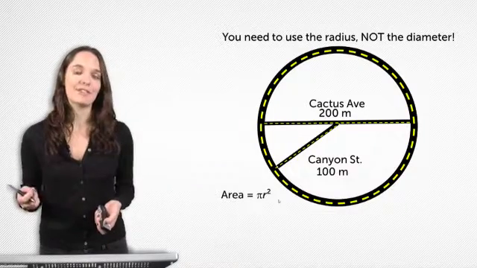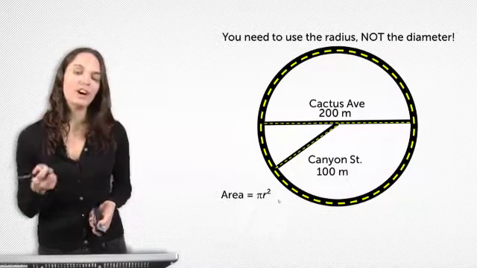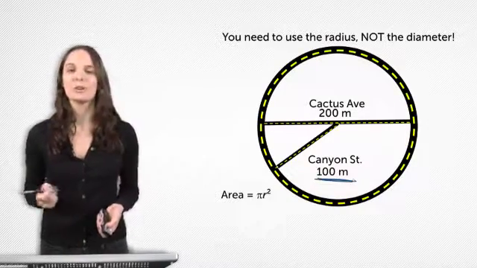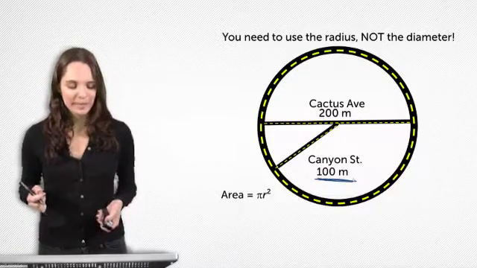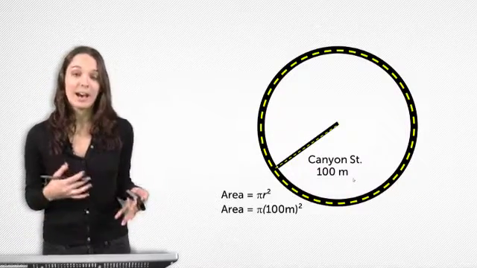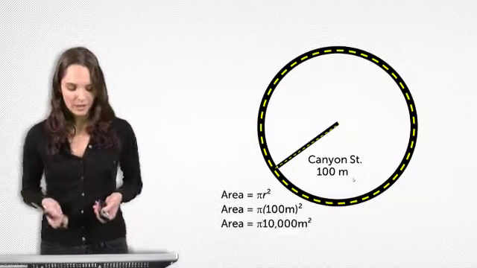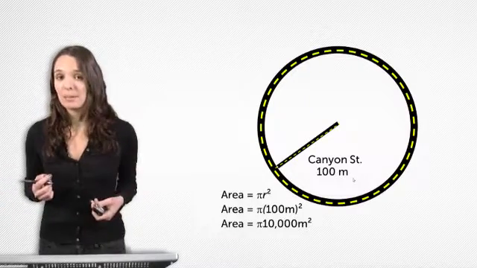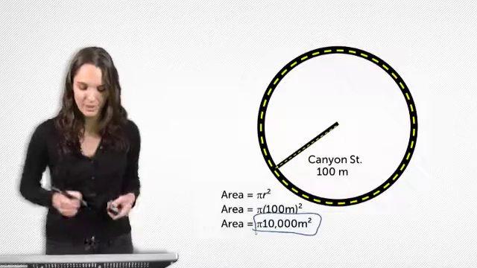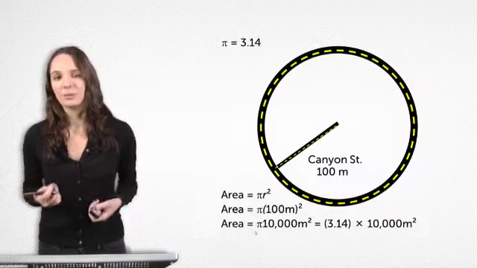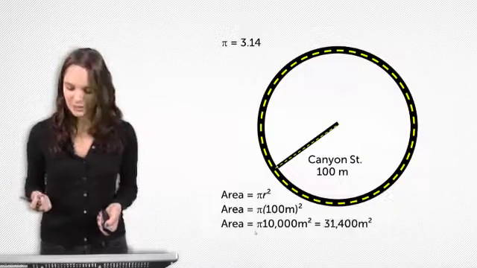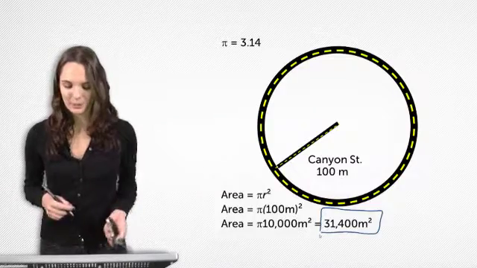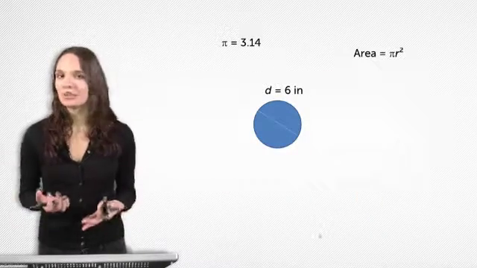Now, we knew that Cactus Avenue was a diameter, and that was 200 meters, but we also have Canyon Street that goes from the center to the outside, and that's 100 meters, which is going to be a radius. So let's plug it into our formula here. Pi r squared becomes pi times 100 meters squared, which becomes pi times 10,000 square meters. Now, sometimes that might be good for an answer. You could just say pi times 10,000 square meters, or you might have to approximate using 3.14, and if we do that, we're going to get a total search area of 31,400 square meters.